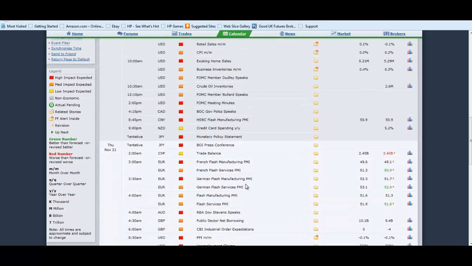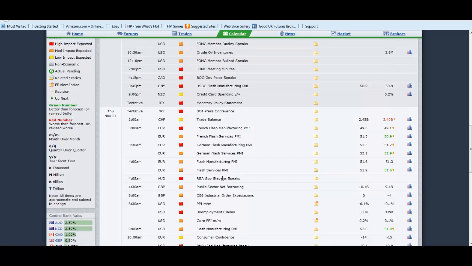Then on Thursday, nothing out of the Eurozone that we will be trading. We will be definitely looking at 4:05 a.m. out of Australia. The Reserve Bank of Australia, Governor Stevens will be speaking. We know we had some great trades on that, so we'll be putting a trade plan together for that.